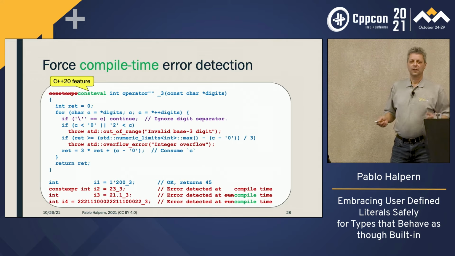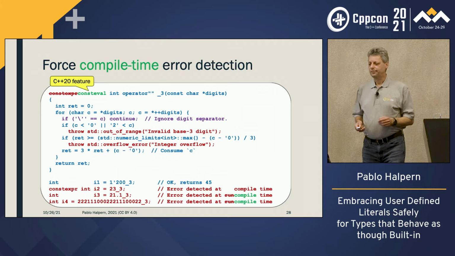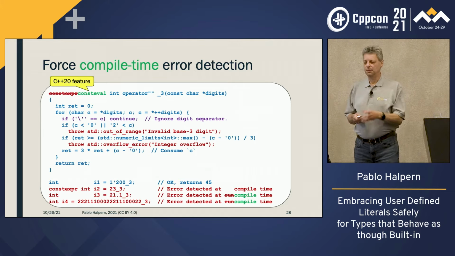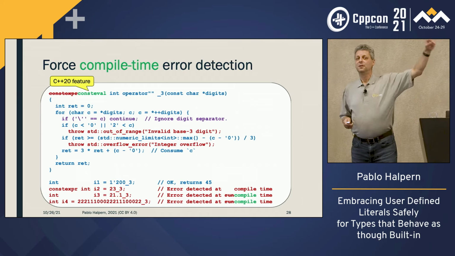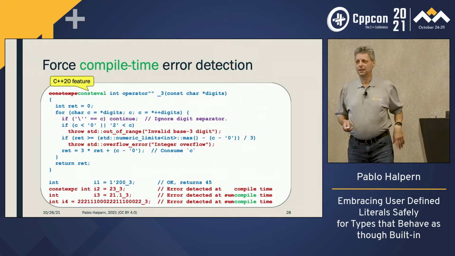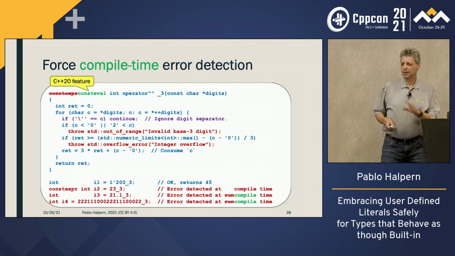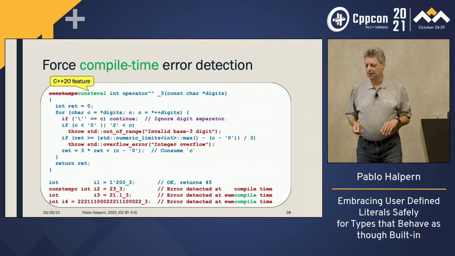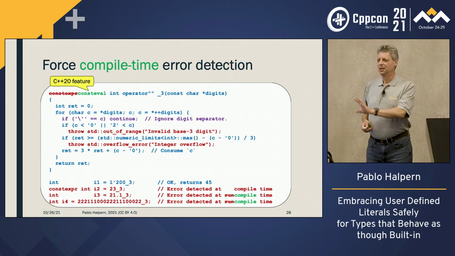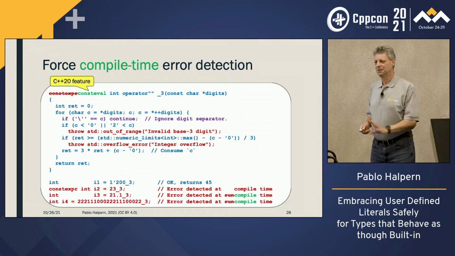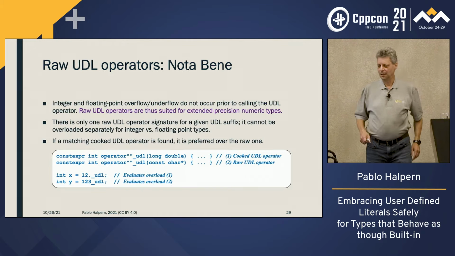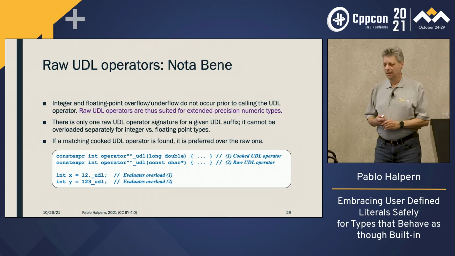Unfortunately, it's not available in C++17 or before, so you've got to wait for C++20 to be able to use this, or use the next thing, which is the operator templates, the template UDL operators that we'll get to in the next section. I tried, by the way, several tricks to force the compiler to give me these errors at compile time, and maybe there's one out there, but I haven't found it for C++17.